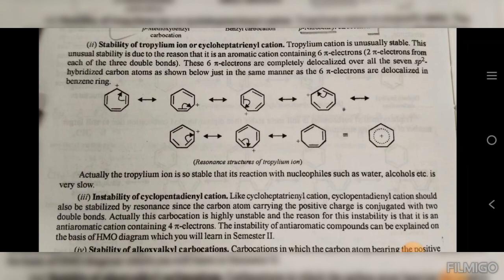Stability of tropylium ion or cycloheptatrienyl cation. Tropylium cation is unusually stable. This unusual stability is due to the fact that it is an aromatic cation containing 6 pi electrons, 2 pi electrons from each of the 3 double bonds. These 6 pi electrons are completely delocalized over all the 7 sp2 hybridized carbon atoms, just in the same manner as the 6 pi electrons are delocalized in the benzene ring.